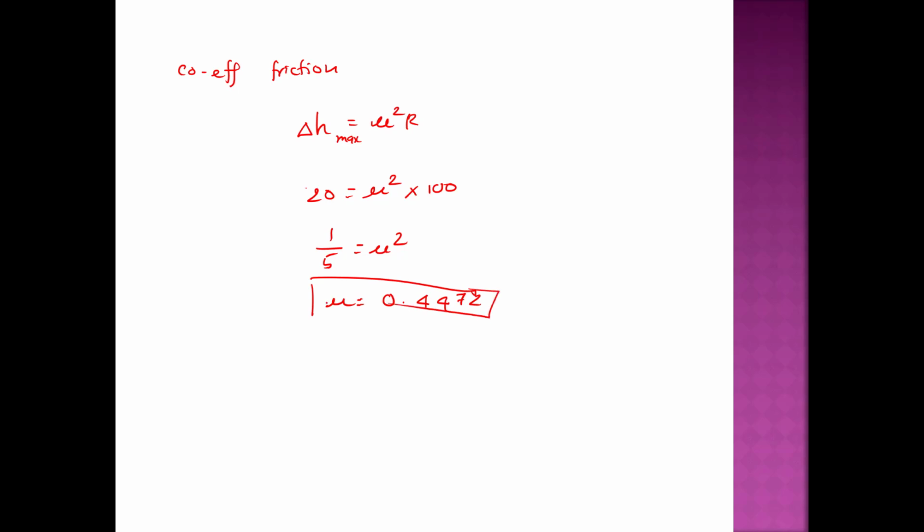For the coefficient of friction, we have the formula del H equal to mu square R, the maximum draft formula. So del H we know is 20, mu we have to identify, and R is 100. So from that we can get mu equal to 0.4472.